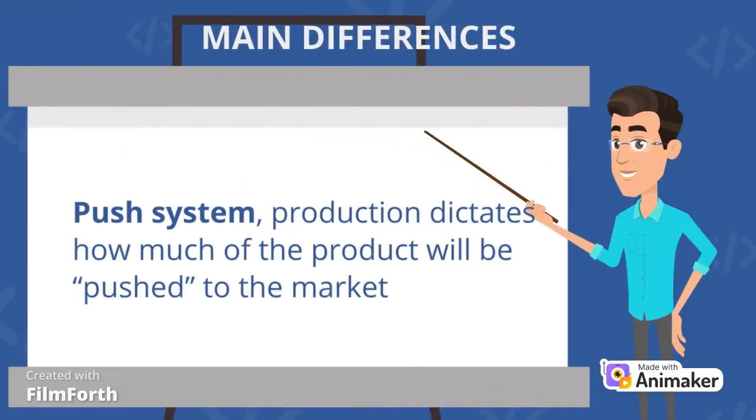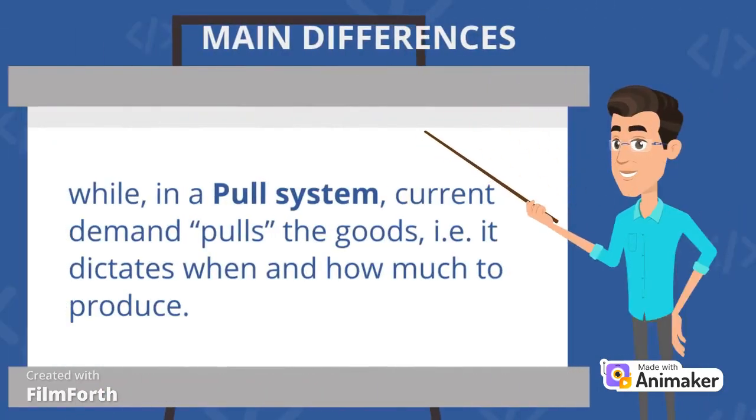The main differences between push and pull system is that in a push system, production dictates how much inventory will be pushed to the market, while in a pull system, current demand pulls the good. That is, it dictates when and how much to produce.